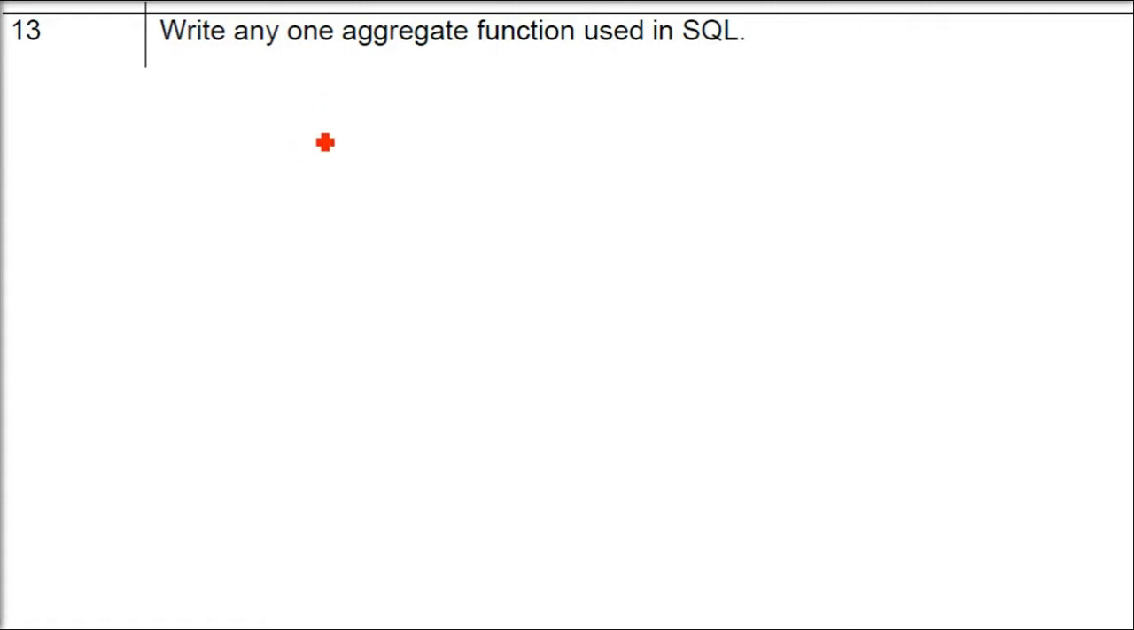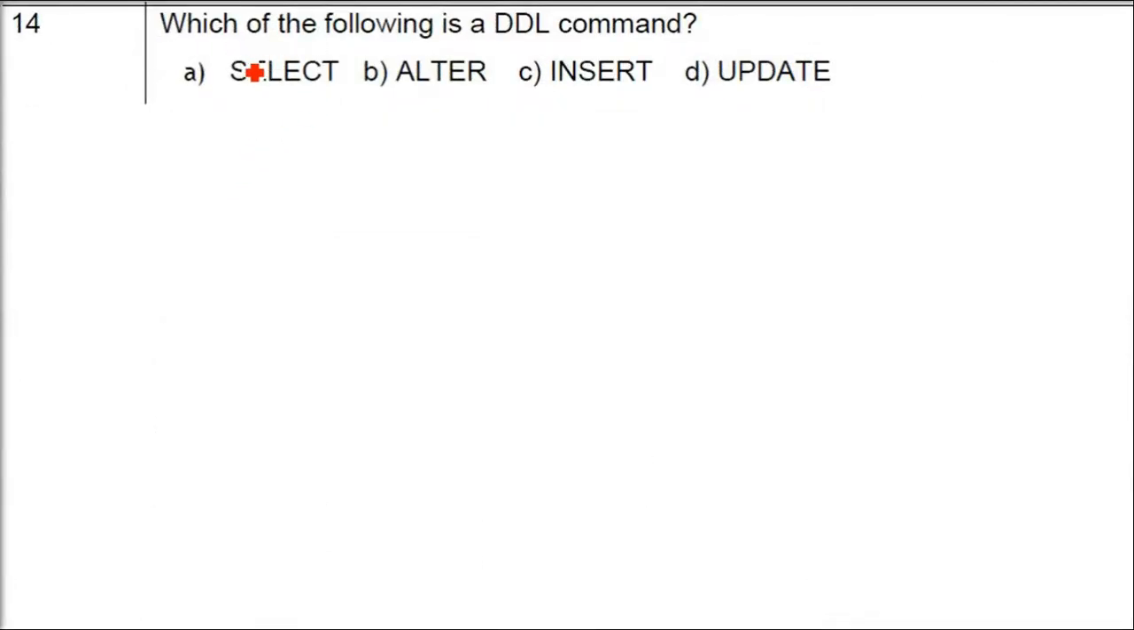Write any one aggregate function used in SQL. So I'm going to tell you all the aggregate functions. You can pick any of these and write. We have SUM. It will take all the numbers, sum them and give the result. Then average, AVG. It will take the numbers, add them, divide by the number of numbers, and give you the average. COUNT will give you how many numbers are there. MAX will give you the largest number in the list. MIN will give you the minimum number.